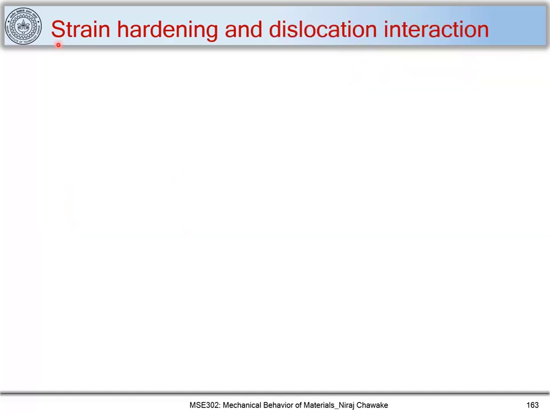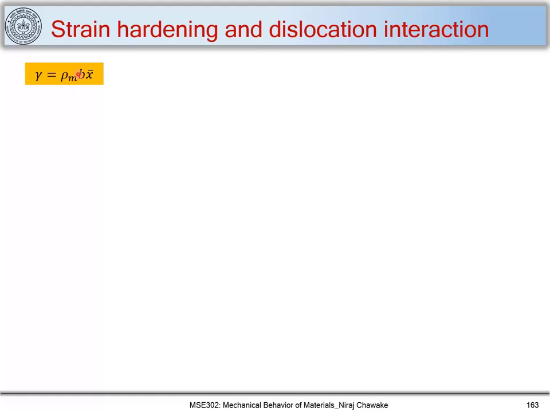So now we'll be looking at strain hardening and dislocation interactions. Here, the first case we are looking at is dislocation interactions. We know that plastic strain is related to mobile dislocation density times Burgers vector and the average distance a dislocation travels. So we have this plastic strain related to mobile dislocation density.